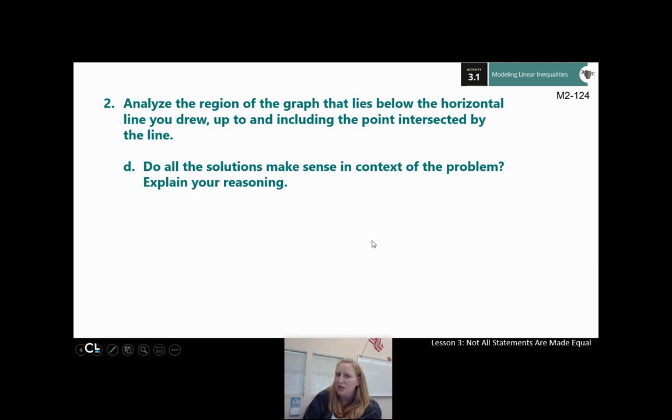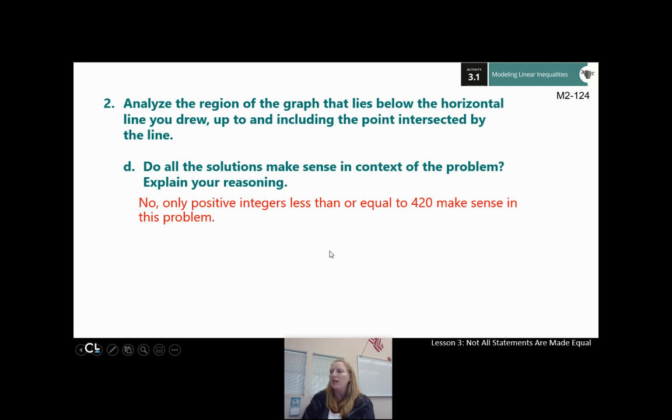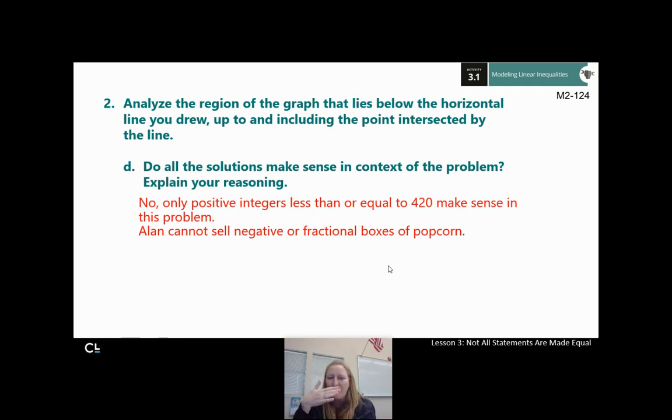It kind of doesn't. There are parts of it that cause some problems because only positive integers less than or equal to 420 make sense in the problem. And that sounds wordy, but here's what I'm saying. I'm saying Alan can't sell negative boxes of popcorn, right? And that arrow goes forever and ever to the left. Alan can't sell negative boxes of popcorn. I don't know what negative boxes of popcorn would look like. It's popcorn. That's always positive, right?